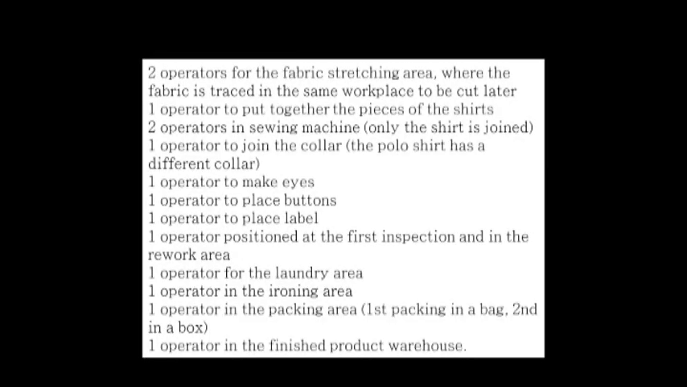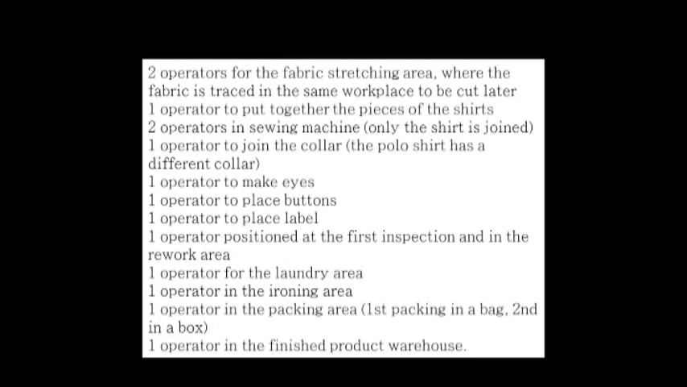On the other hand, there are 13 operators in the production area, which are distributed as follows. 2 operators for the fabric stretching area. The fabric is stretched in the same workplace to be cut later. 1 operator to put together the pieces of the shirts. 2 operators in sewing machines. Only the shirt is joined. 1 operator to join the collar. The polo shirt has a different collar.